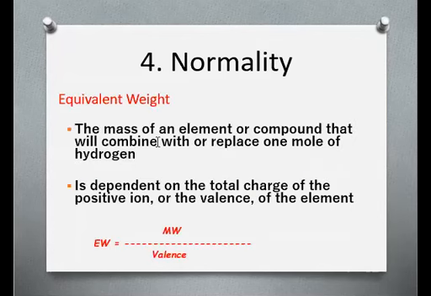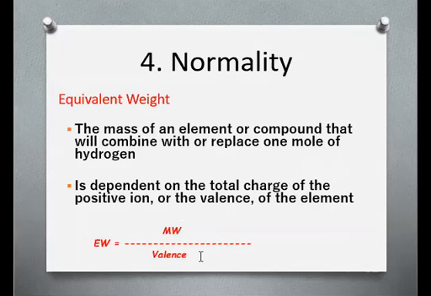So equivalent weight is the mass of an element or compound that will combine with or replace 1 mole of hydrogen. So this one is dependent on the total charge of the positive ion or the valence of the element. That is why if you're going to look at the formula of the equivalent weight, part talaga si valence dyan kasi dependent si equivalent weight kay valence. So the formula for equivalent weight is molecular weight divided by the valence. Okay, so the unit of equivalent weight is grams per equivalent.